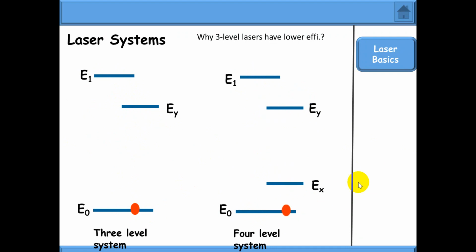Or you can compare the situation with 2-level atoms, where in that case we cannot produce population inversion. So we need at least 3 or 4 levels. So we can categorize lasers by the number of levels engaged as 3-level lasers and 4-level lasers. We do not have 2-level lasers at all. It's not possible to have 2-level lasers.